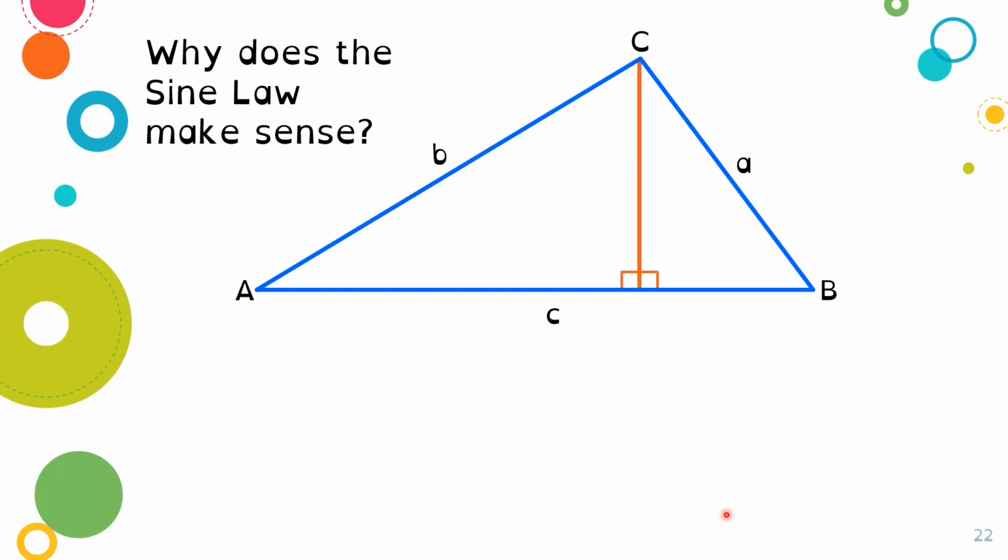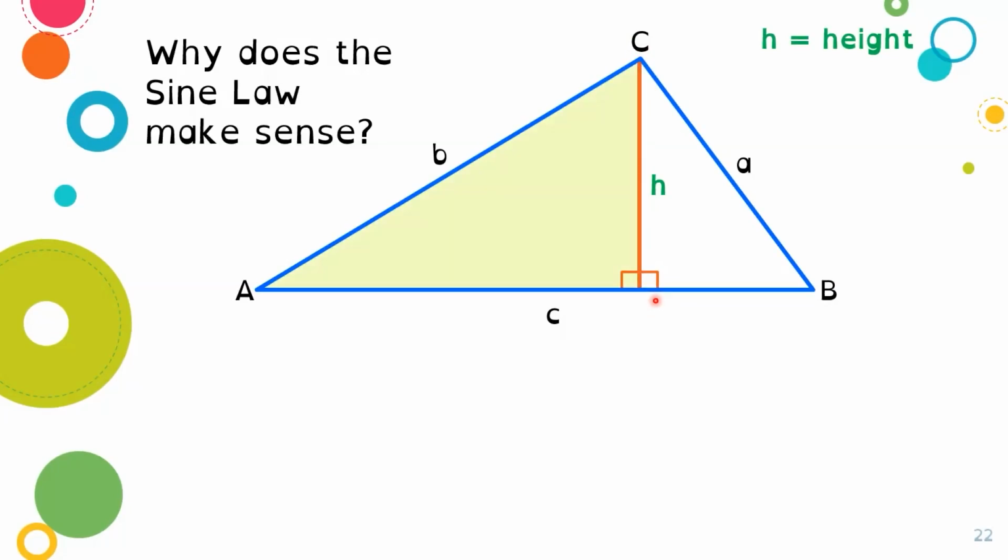So I'm going to cut my triangle into two smaller triangles by dropping a perpendicular from my vertex C. That means it's perpendicular to my line AB, to my side c. So now my big triangle is made up of two little right angle triangles. And this length from my vertex C to my side c, we're going to call H for height. We don't know how long it is, but we're just going to call it H.